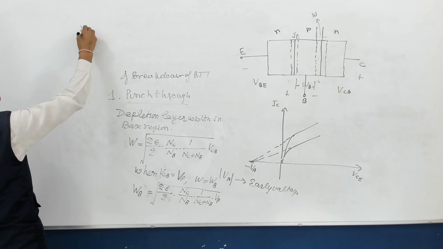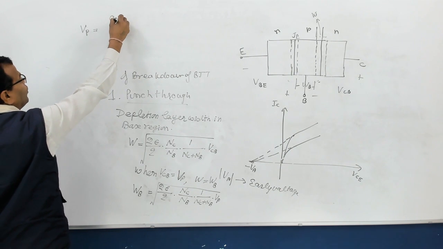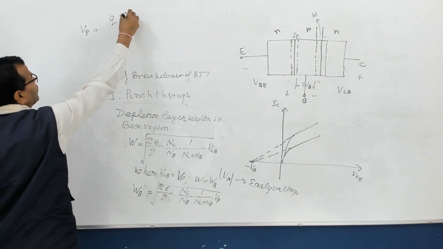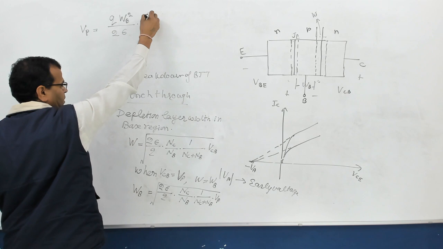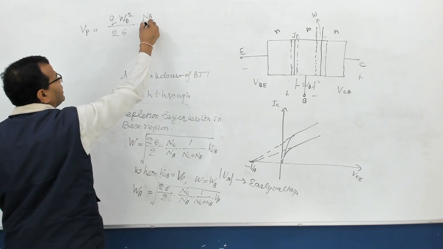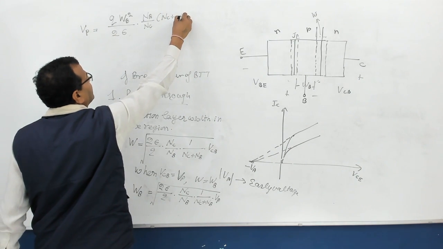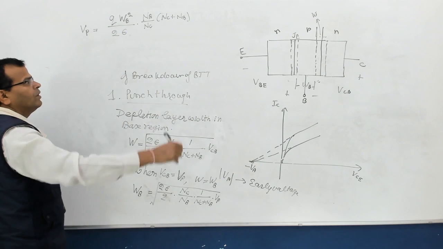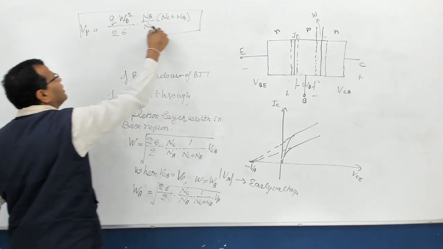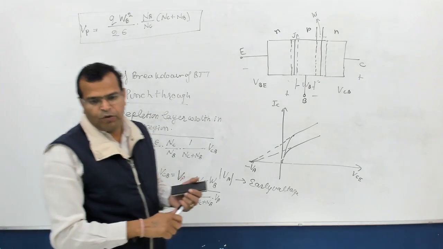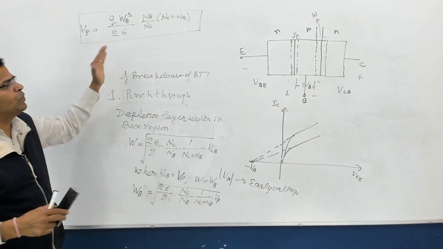So punch through voltage Vp will be equal to Q WB square by 2 epsilon into NB by NC into NC plus NB. That is your expression of the punch through voltage, and that is the voltage at the collector junction, the voltage between collector and base junction. Expression of punch through voltage.